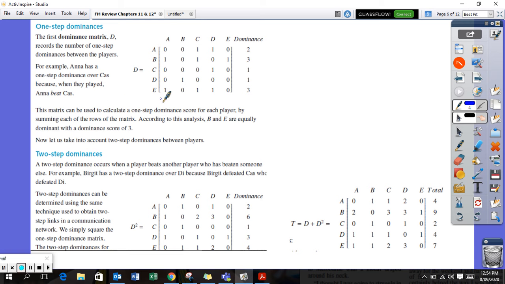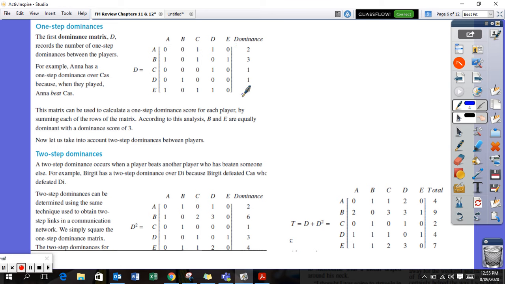So Anna has a one-step dominance. Anna beats Kaz, and Anna beats whoever D is. Okay, so those are the one-step dominances. B defeats A, B defeats C, B defeats E. B doesn't defeat D, but D defeats B. So the one means that the person here defeated the person over here.